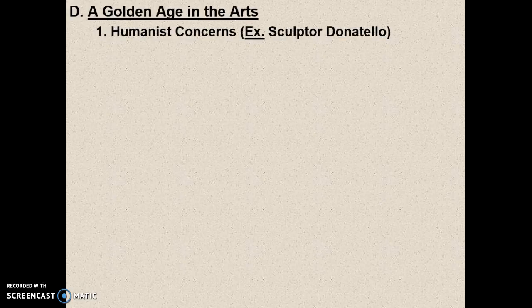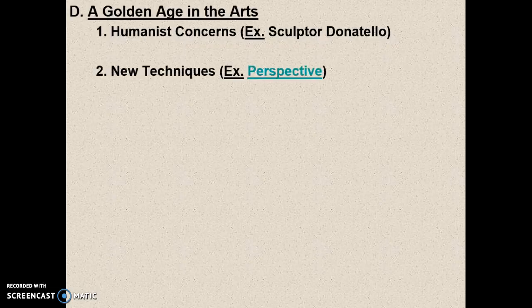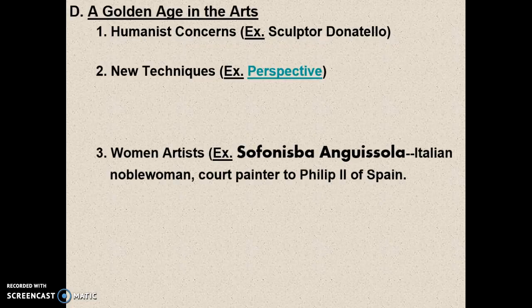Now, what is also important to consider here about the Renaissance in Italy is that it was a golden age in the arts, where you have people who are concerned about creating art that represents the human, the individual as who they are. You have a sculptor known as Donatello. You have a new technique, or techniques, known as perspective, and we'll talk about that in a moment. And you have women artists, such as Sofonisba Anguissola.